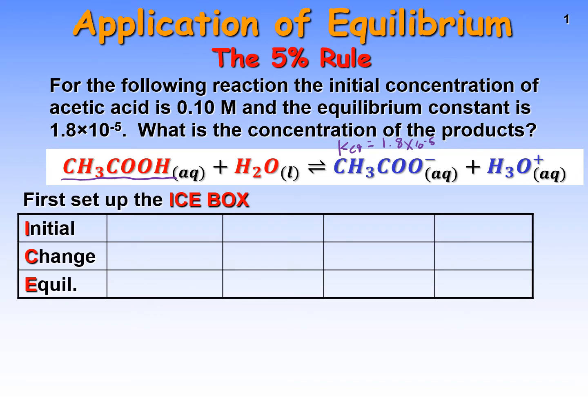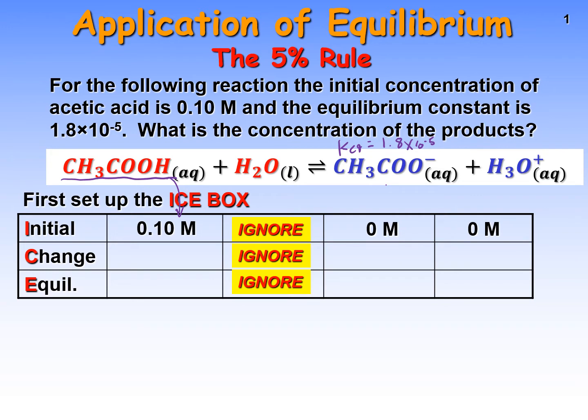So first step, as always, is setting up an ICE table. We know our initial concentration of the acetic acid, this guy, is 0.1 molar. We do not care about water because water is a pure liquid, which means we can ignore it in our equilibrium calculations. We weren't given any initial concentrations for our products, so again, we're going to assume that they're 0.